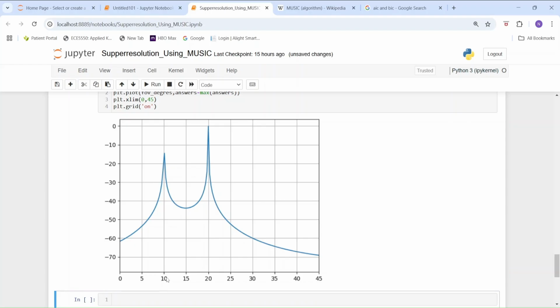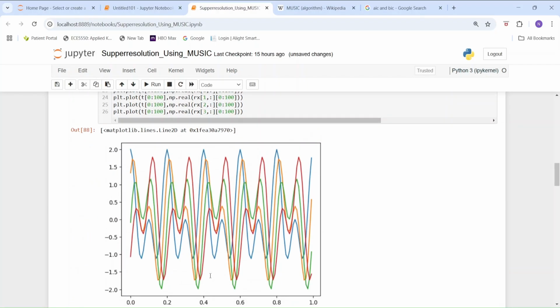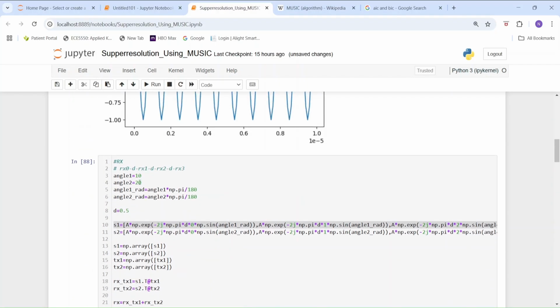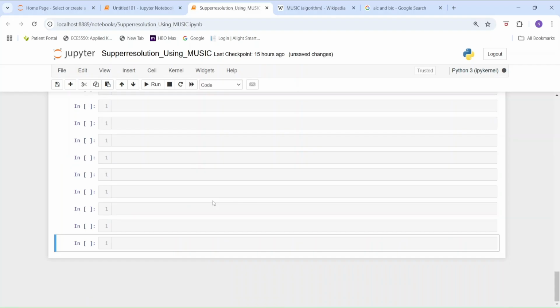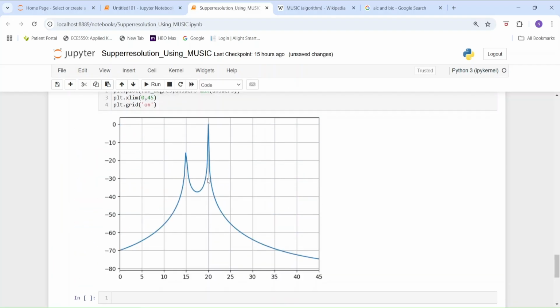So one target was at 10 degrees and one was at 20 degrees, right? So let's change these angles and see how it does. Let's have one target at 15 degrees and one at 20 degrees. So you can see the separation is only 5 degrees now. Okay, it's really closely spaced, and let's see how the algorithm does to find out those angles. Okay, so you see 15 degrees and 20 degrees. However, you can see the noise floor has increased right now.